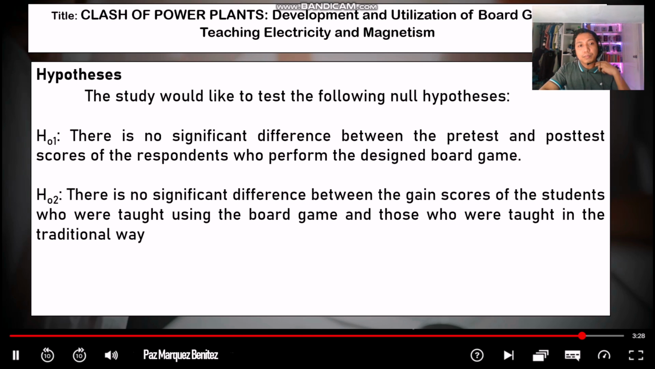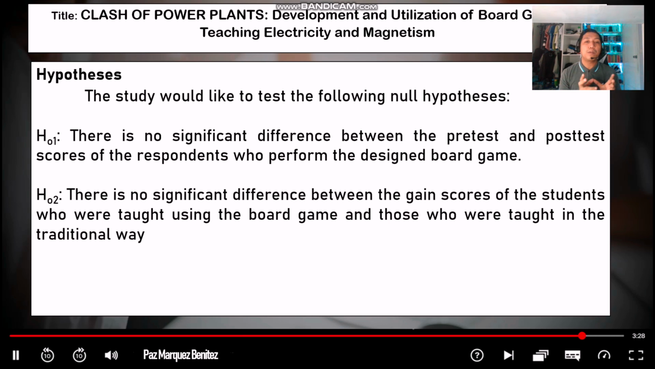Okay? Next, we have the hypothesis. Your hypothesis must be parallel to your research question. So this is an example. This study would like to test the following null hypotheses. First, there is no significant difference between the pre-test and post-test scores of the respondents who perform the design board game. And next, there is no significant difference between the gain score of the students who were taught using the board game and those who were taught in the traditional way.